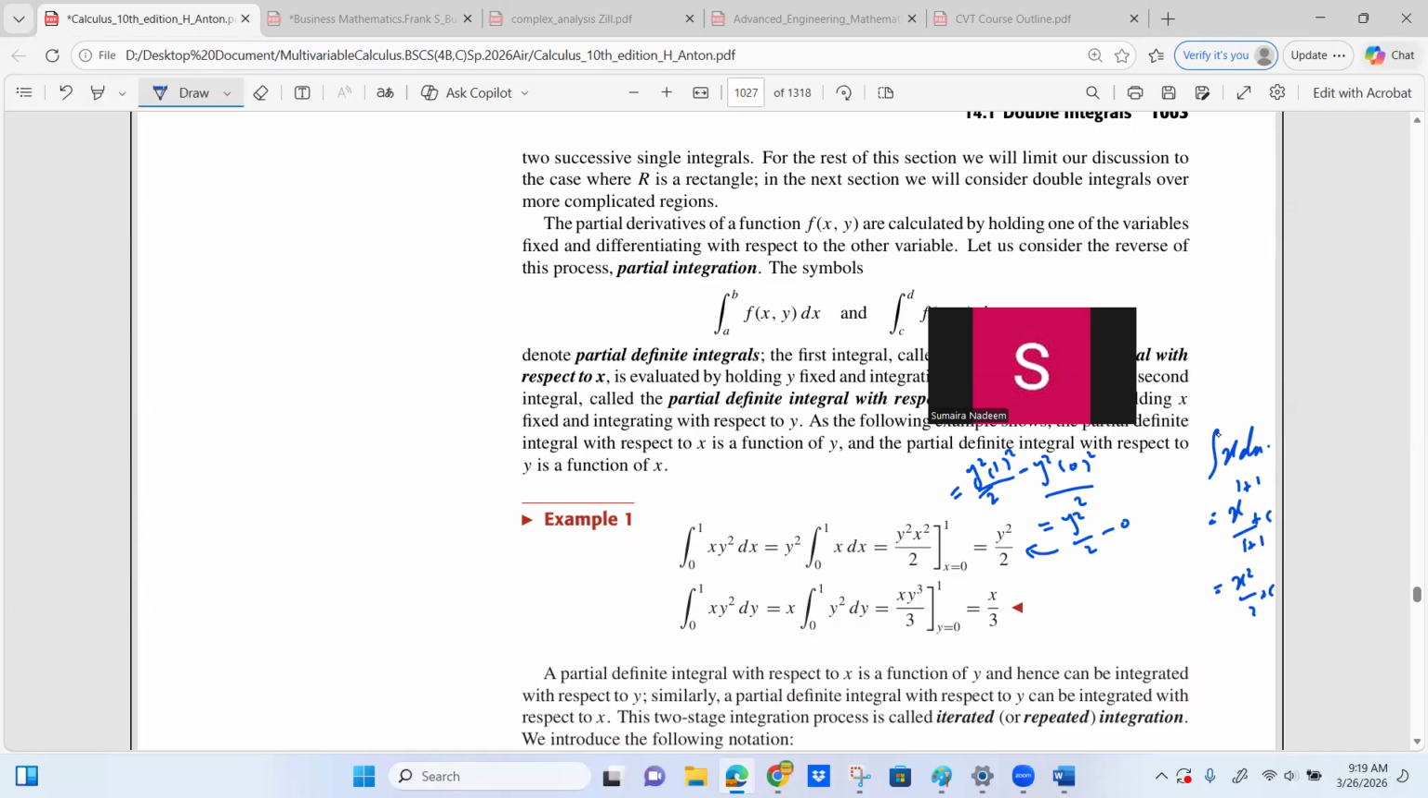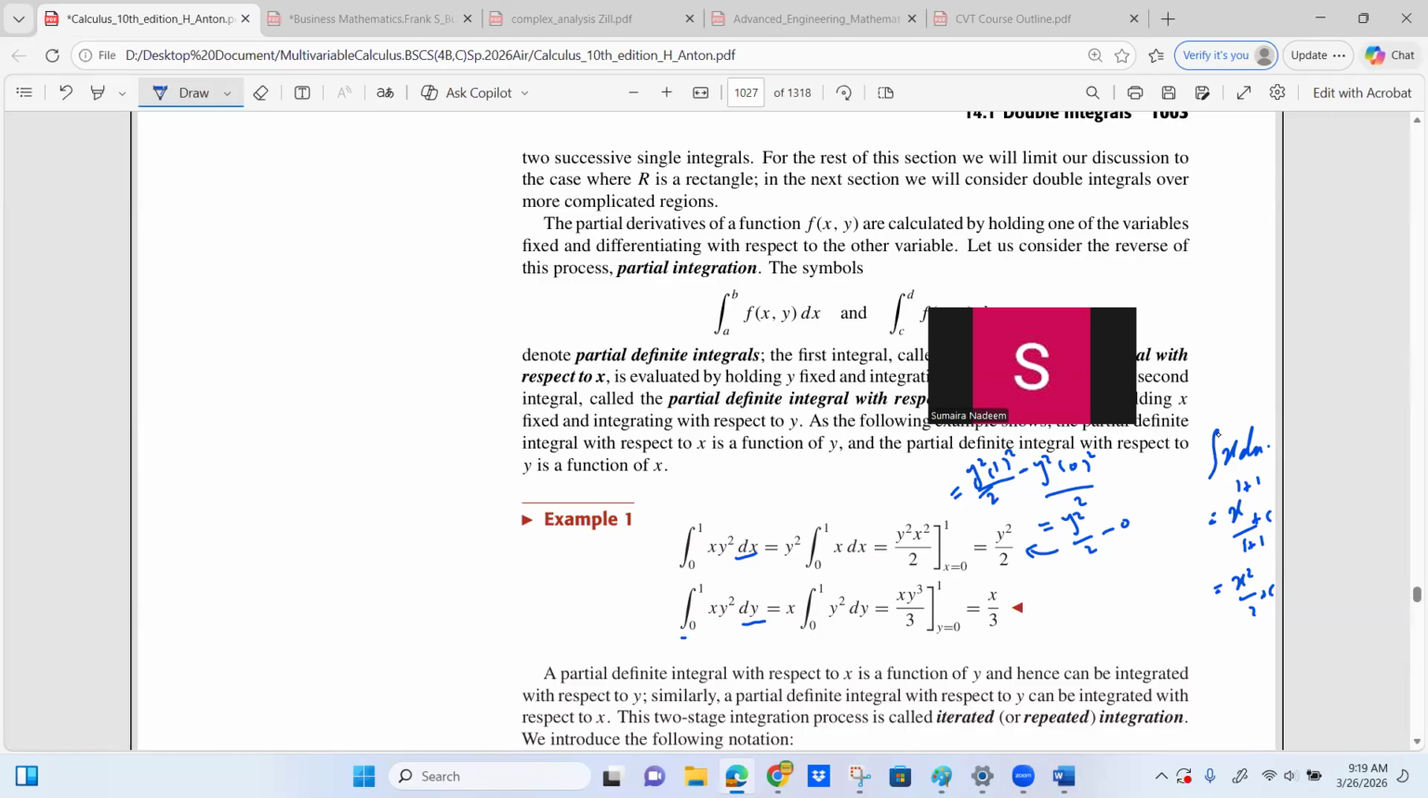And similarly, if we find the integration with respect to dy, x y square dy, with x from 0 to 1. x is basically a constant, so it stays outside. And this is the integral from 0 to 1 of y square dy. So its result is y cube over 3.